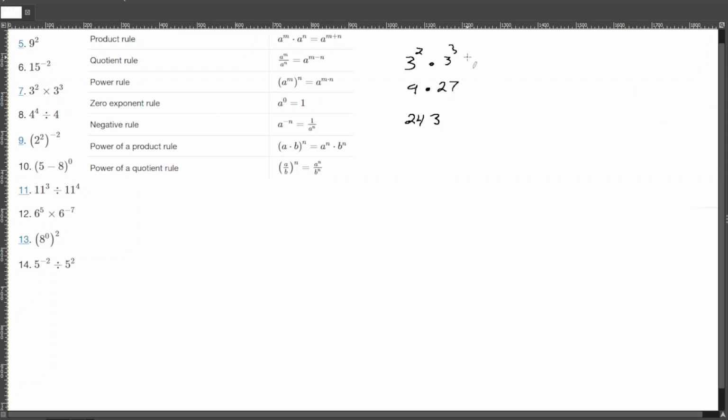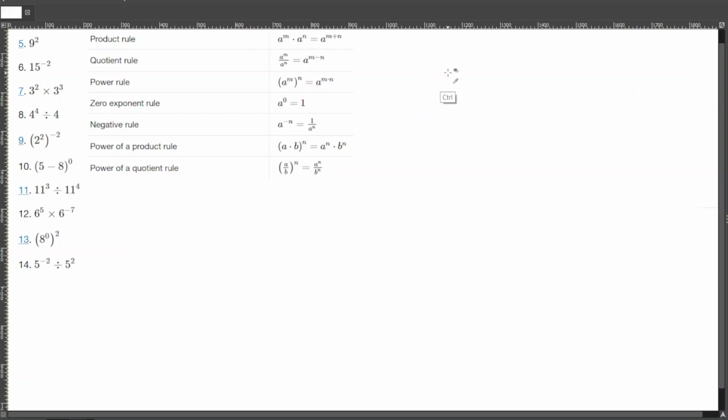But why are we allowed to add these? Well, let's break it down. 3 squared is 3 times 3. And then 3 cubed is just, so this times, I'm going to put a dot to represent the times, 3 times 3 times 3. So here we're still going to get the 9, and this one will still get 27, and we'll still get 243. So if we collect all these terms, 3 times 3 times 3 times 3 times 3, that ends up being 3 to the 5th power, okay? So that's why this first product rule works out the way it does.